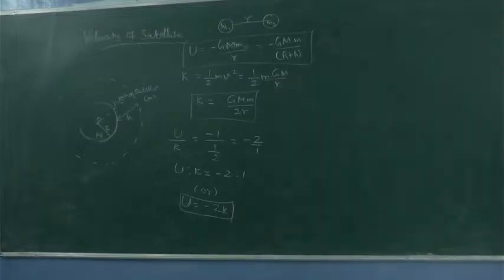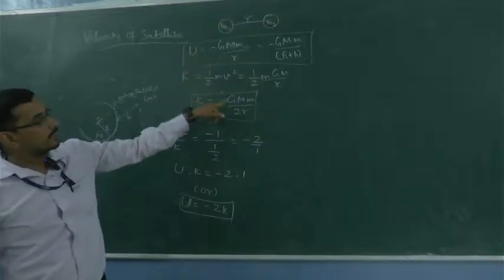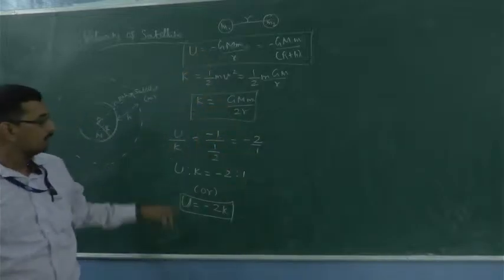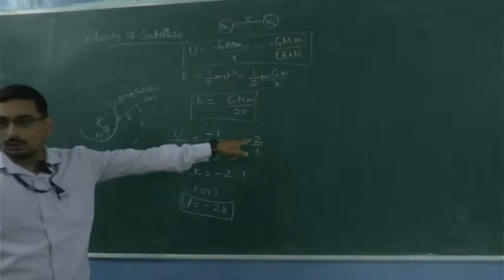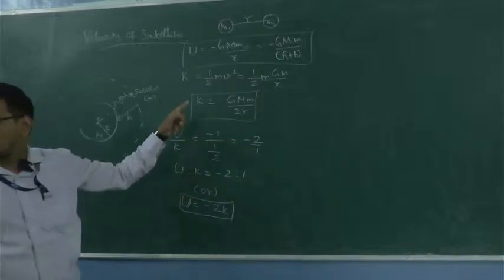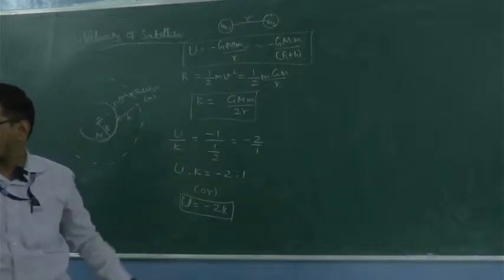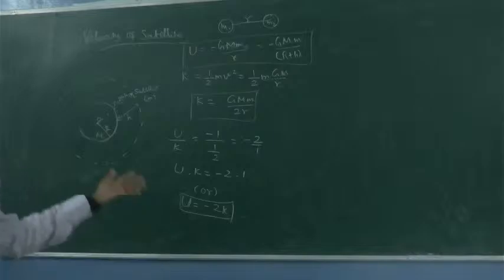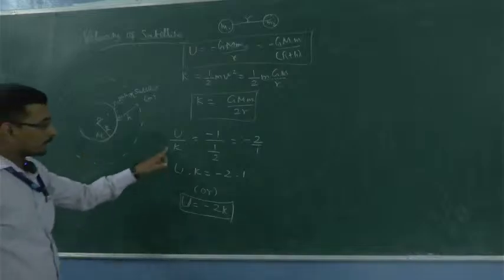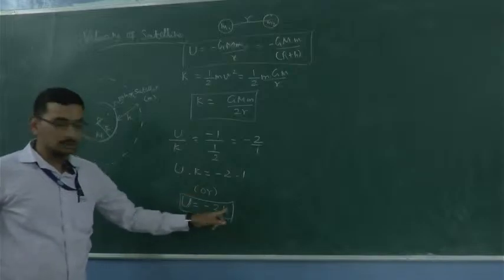Okay, just to divide potential energy and kinetic energy, see here. When you divide these two equations, except minus and 1 by 2, everything gets cancelled. So the U and K ratio is minus 2:1, as the 2 goes to the numerator. Minus 2:1 is the ratio for potential energy and kinetic energy. By cross multiplication, we can say U is equal to minus 2K.